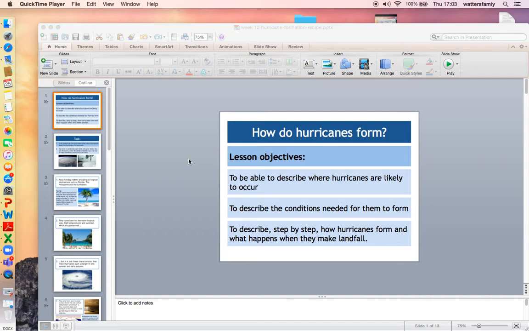Realistically, we're going to try to describe where hurricanes are going to occur, and where they're going to come from. What are those conditions, like a recipe, that are needed for them to form? And then for you to go through a process which includes the plenary at the end about the step-by-step process.